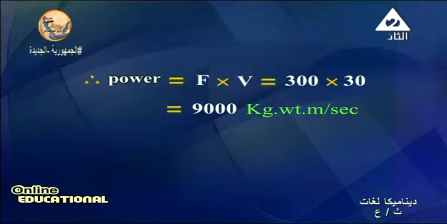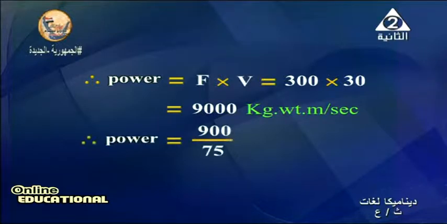Now the required is the power of its engine in horse. Then 9,000 divided by 75 equals 120 horse. Then the power of the engine equals 120 horse.